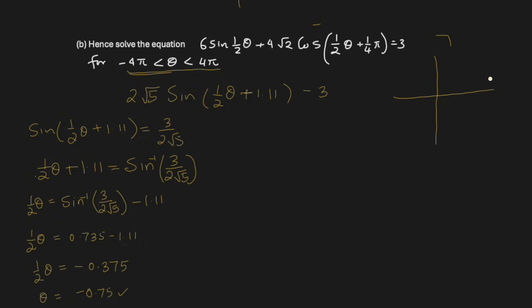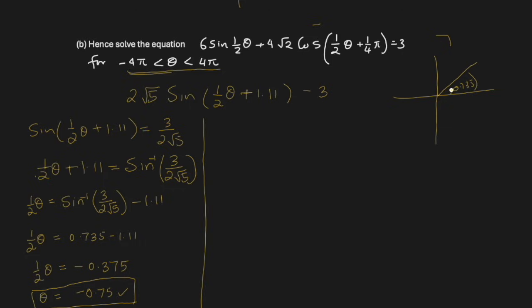Let me look at the quadrants. So the first sine inverse, I will focus only on sine inverse because that is the one variable, others are fixed. So I got 0.735, that means 0.735 is here positive, yeah? 3 over 2 square root 5 is positive, so this is the answer. And that gave us negative 0.75 as the first possible answer. Let's look at other answers.